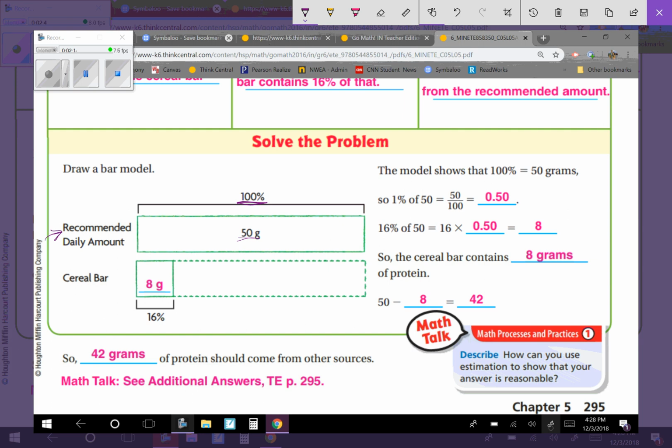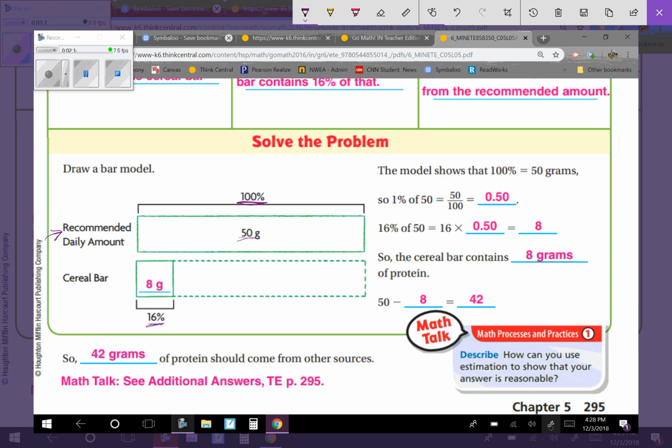The cereal bar, we're trying to figure out how much of the right amount he gets from it. So the cereal bar here is only worth 16%. That's the information we know without doing anything. Up above, we said we have to find the difference. Here they use decimals to figure this out. They said 1% of 50 would be 50 over 100, which is 50 hundredths. So 16% of 50 would be 16 times 50 hundredths, which gives you 8.